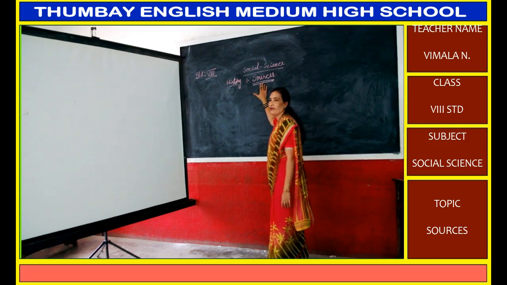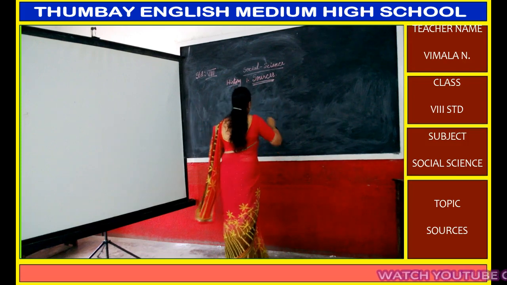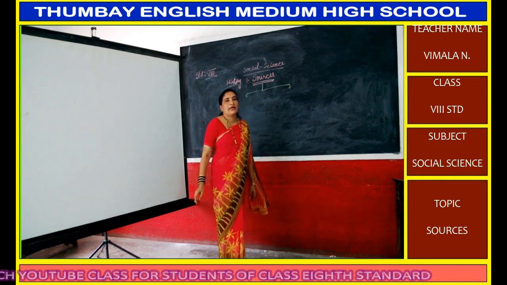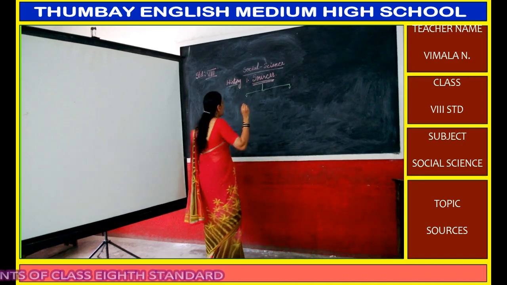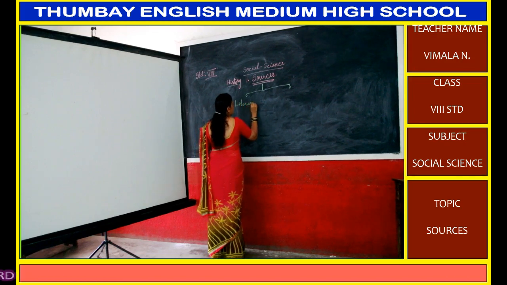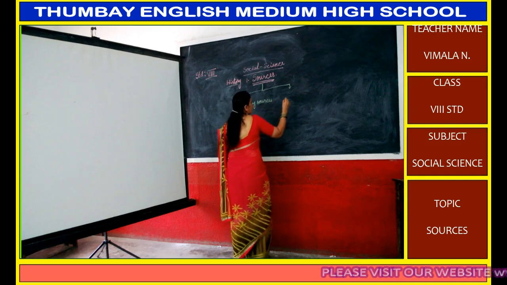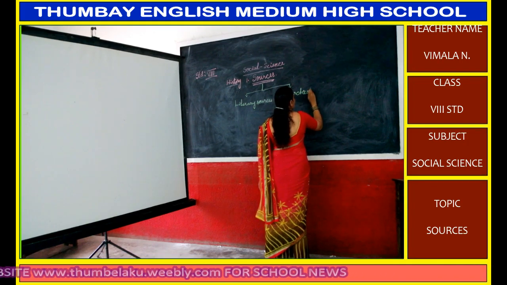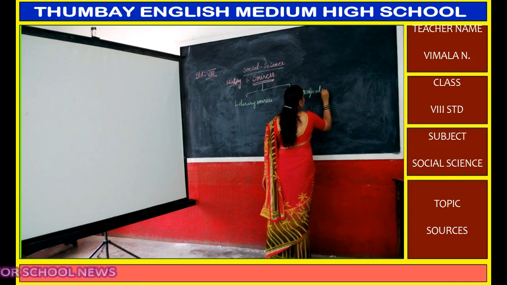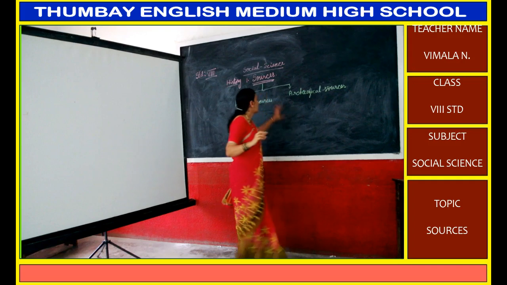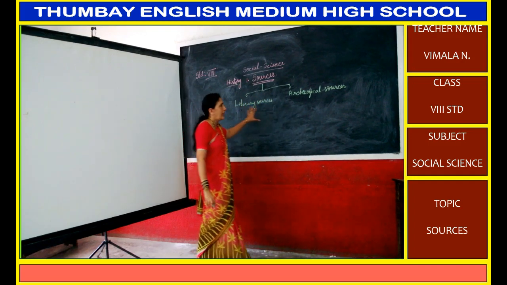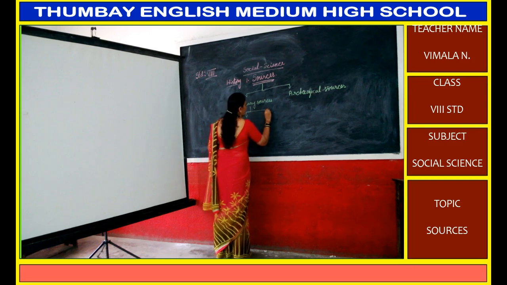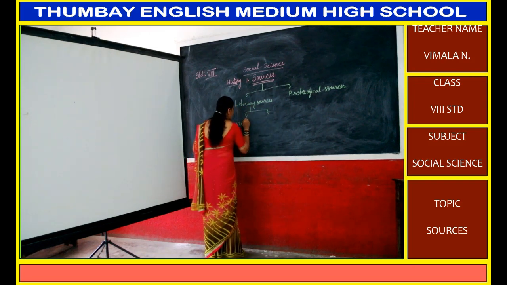So, the sources are mainly divided into 2 types. How many types? 2 types. One is literary sources, next one is archaeological sources. Sources may be divided into 2 types, literary sources and archaeological sources. Literary sources are again subdivided into 2 types. They are written sources.